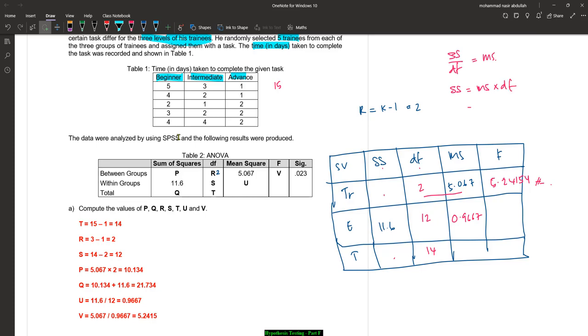Right. So it should be 5.067 multiply with 2. Should be 5.067 multiply with 2 equal to 10.134. Right. So the total ditambahlah 10.134 plus 11.6 should be equal to 21.734. Then complete.